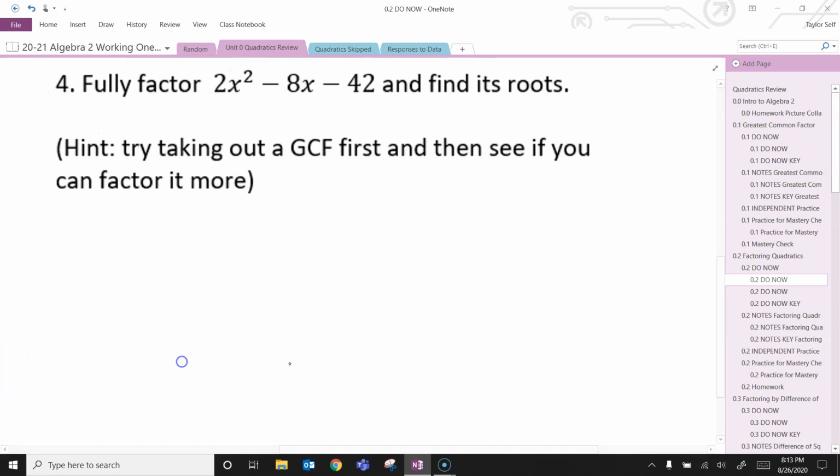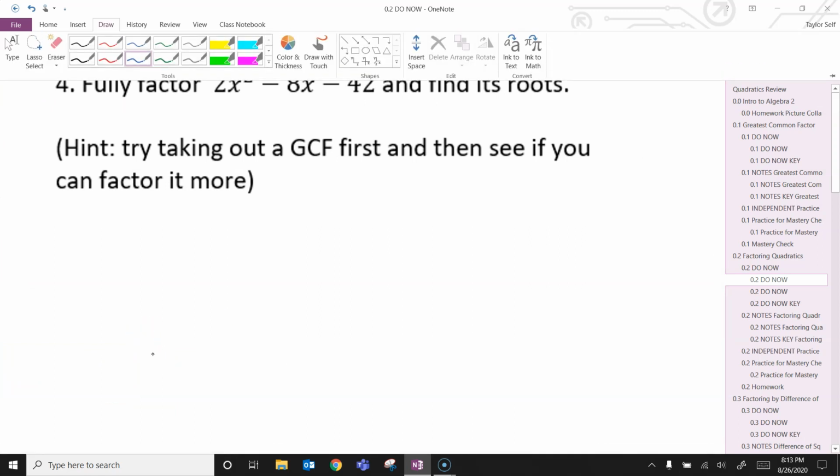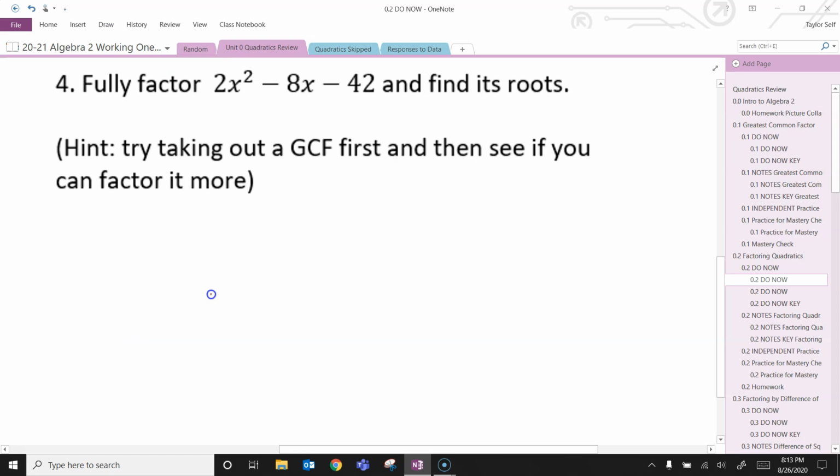Okay, and then for this one, we're not going to do the full thing because we're actually going to do that today in notes, but I will tell you what the full answer is in case you remembered how to do the full thing. But hopefully everyone got the GCF. If you did not get it, really quick, get the GCF and tell me what it is.